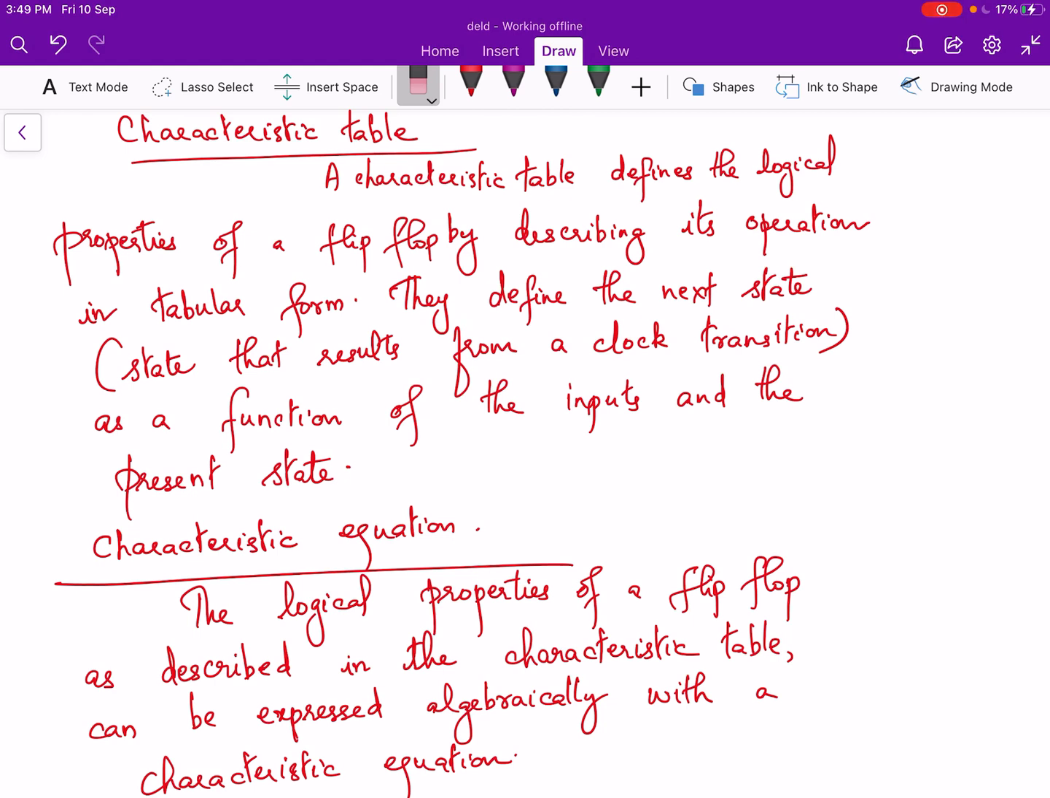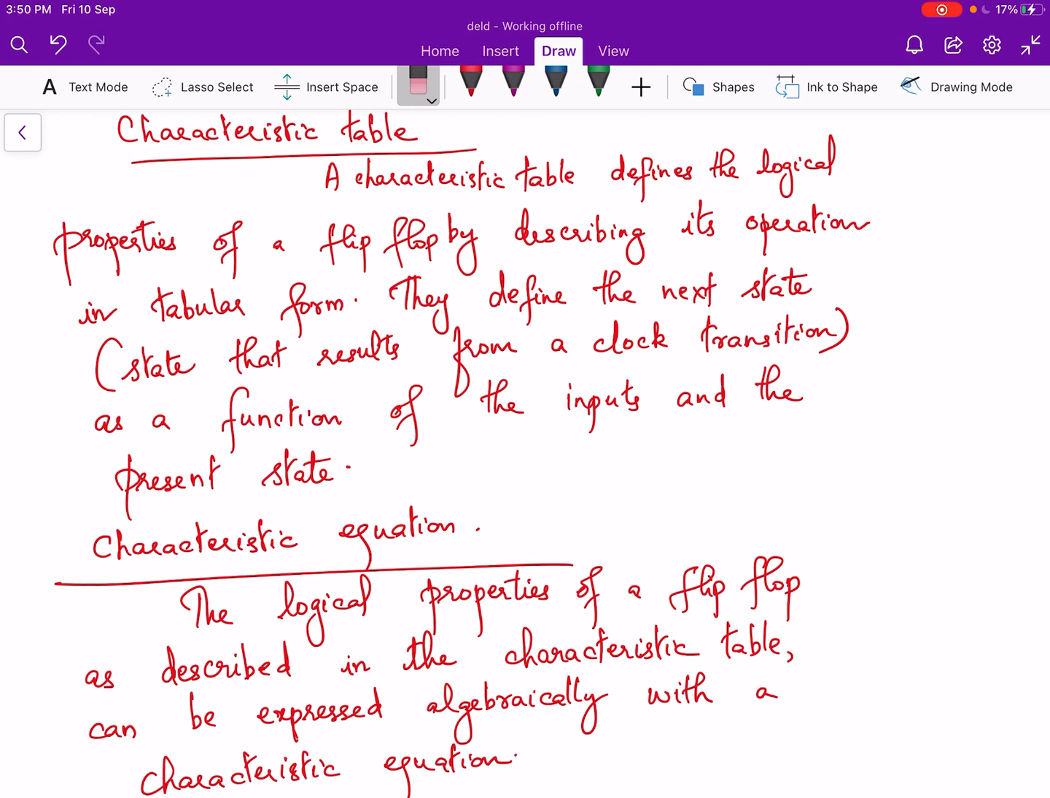Hello everyone, in this video we'll discuss the characteristic table and excitation table of SR flip-flop. First we'll see what a characteristic table and an excitation table are. A characteristic table defines the logical properties of a flip-flop by describing its operation in tabular form. They define the next state as a function of the inputs and the present state. So next state is the state that results from a clock transition.